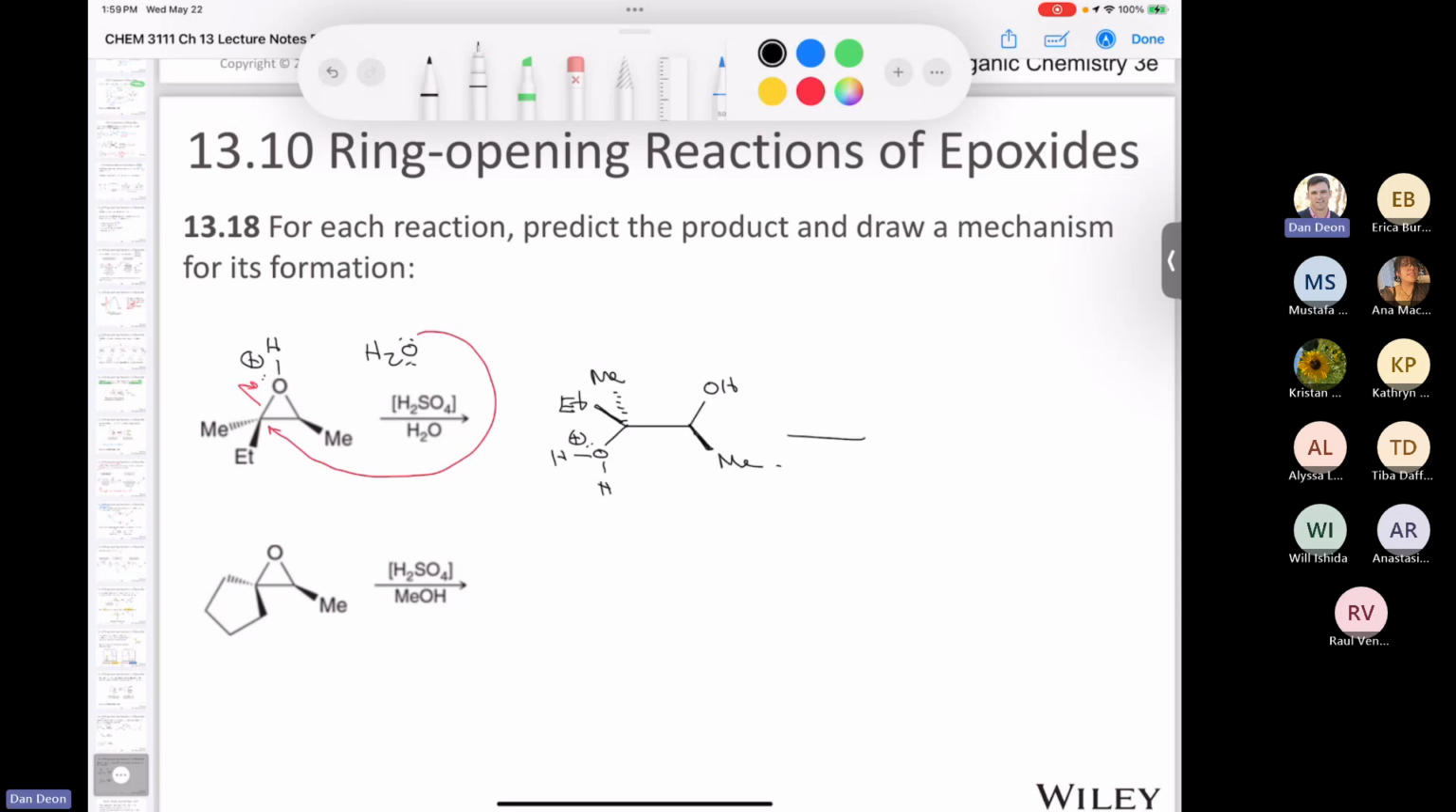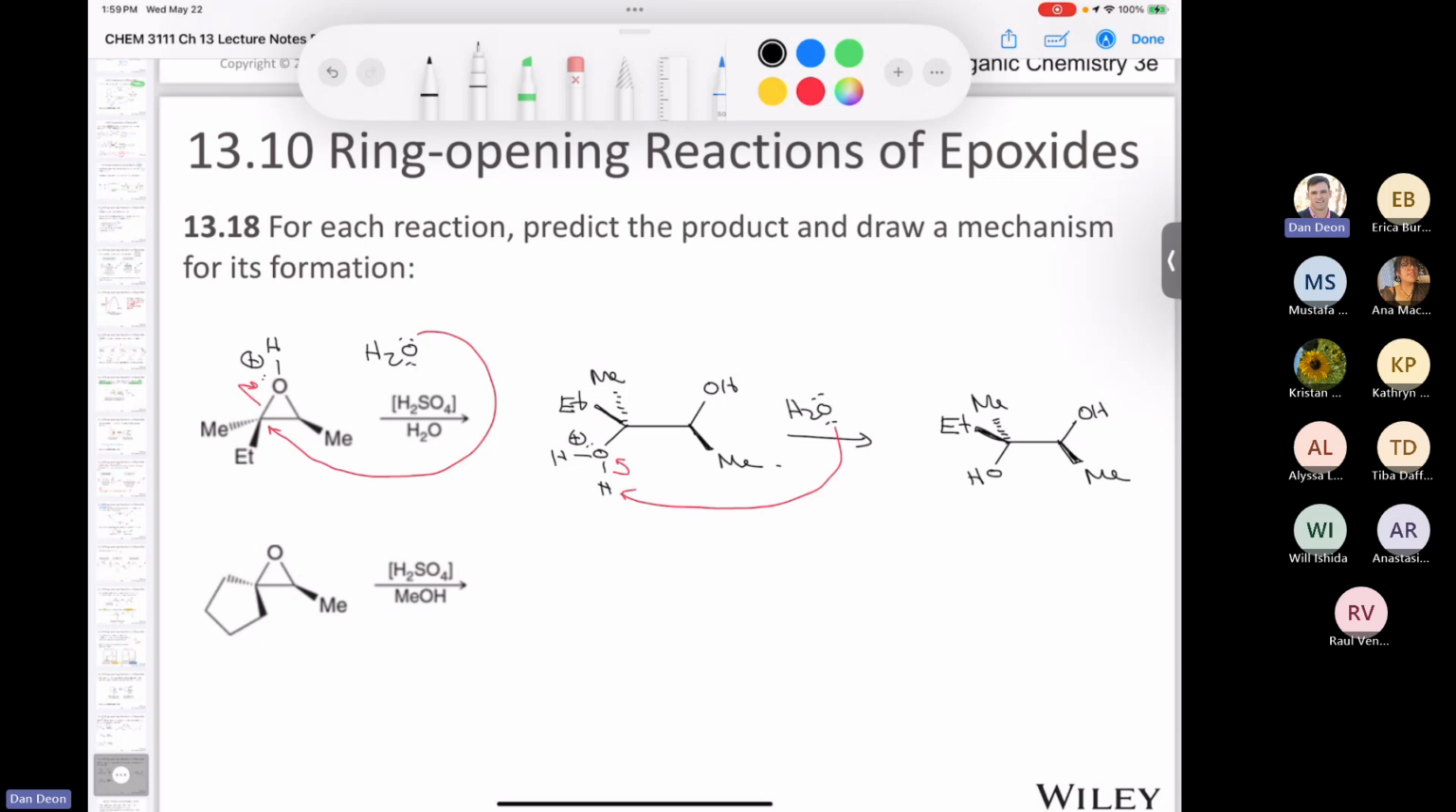So the next step is just going to be a proton transfer. So I have some water, which can behave as a base, and it's going to pick up a proton like this. And then we end up with our final product. There's our hydroxyl. We have our methyl group here. We have this methyl in the back. Methyl group is over here. And then we have this alcohol over here.